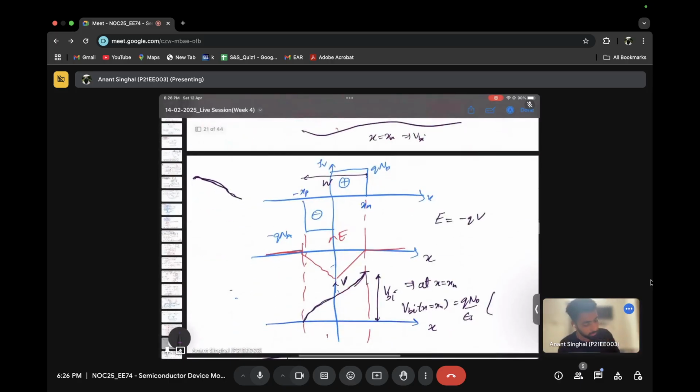Maybe here. This is a constant charge density at the PN side. Once you integrate it, it will be something linear. The integration of a constant is linear. The integration of x is x square.